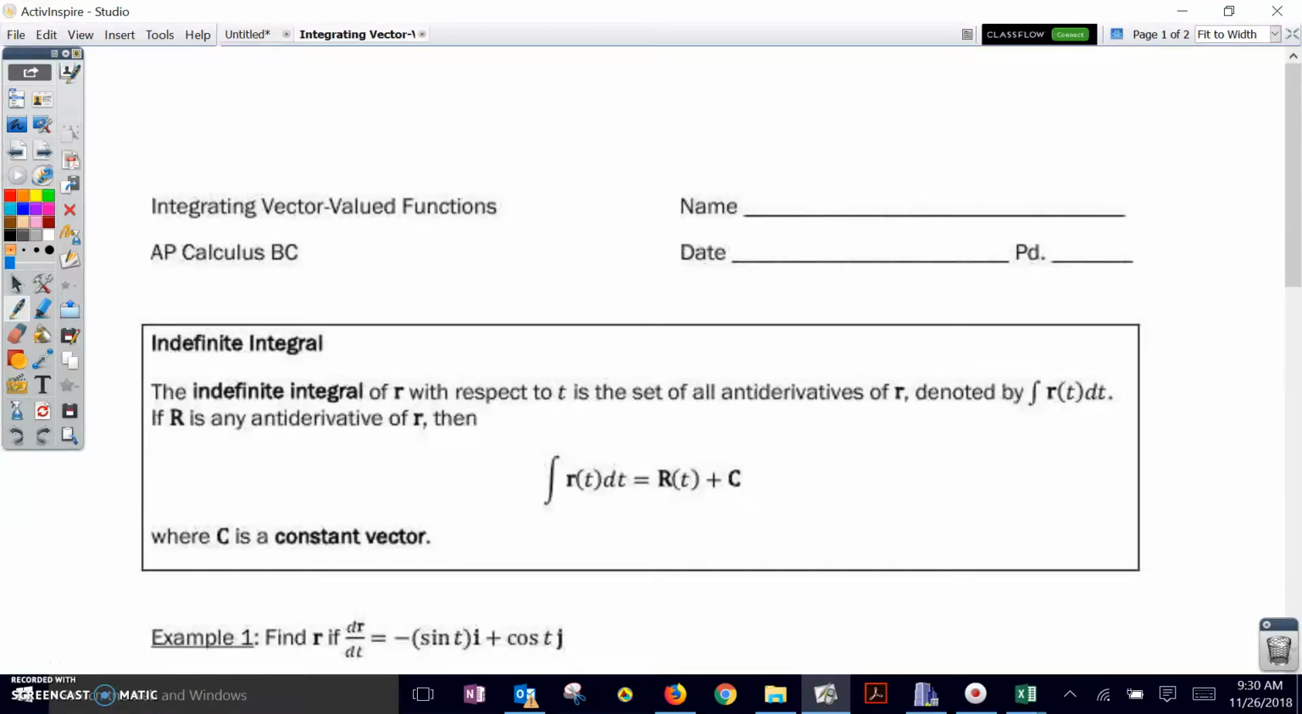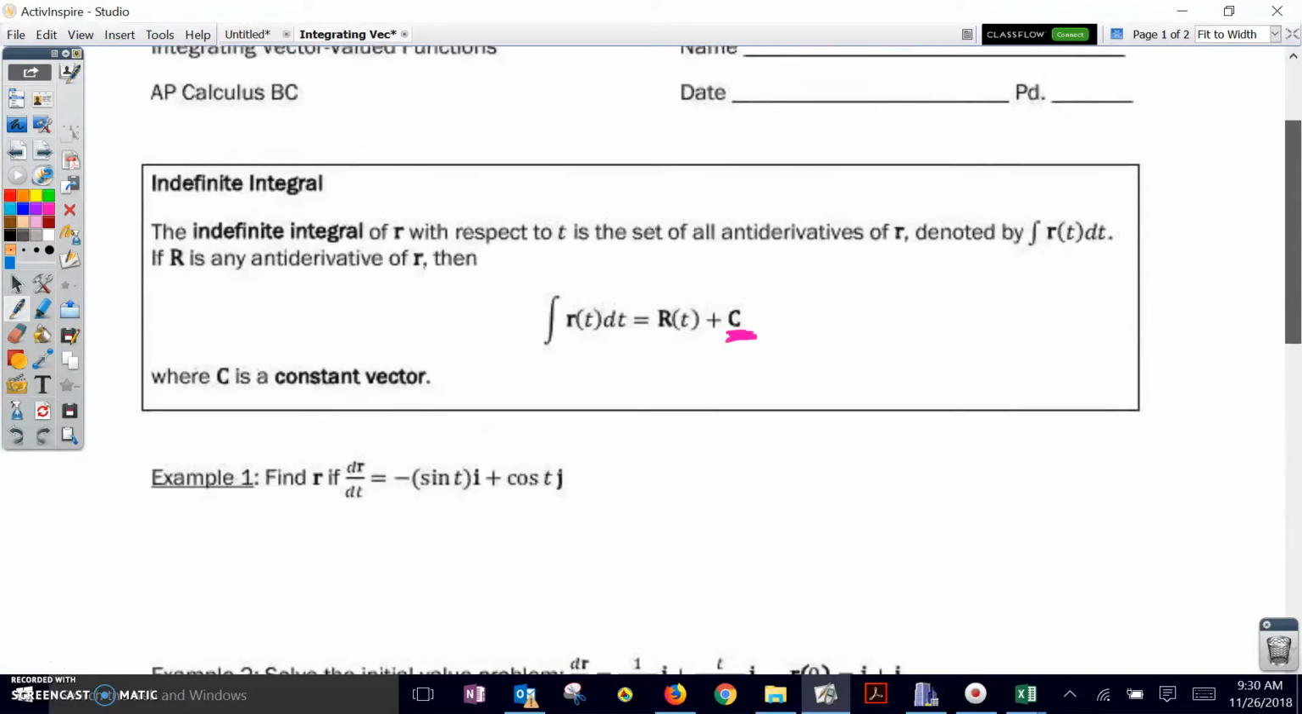Alright, welcome back everybody. In this video we're going to talk about integrating vector-valued functions and look at a few examples related to that. To find an indefinite integral of a vector function, basically all we're doing is taking the antiderivatives of the components of that vector-valued function, and then we have a constant vector on the end. Alright, so let's take a look at how this works.